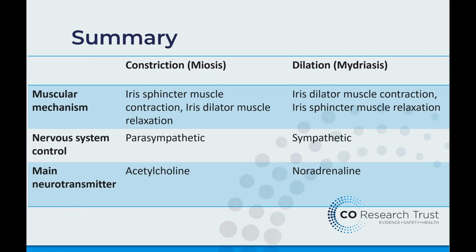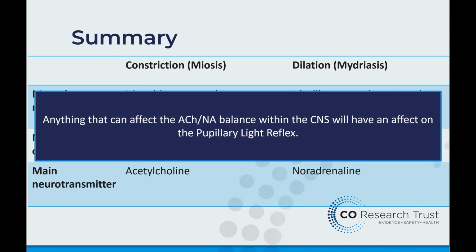So if you take these things into consideration, we know that if anything causes a disruption to the acetylcholine or noradrenaline balance, it will likely influence the pupillary light reflex. And I think at this point you might be able to see where I'm going with this.